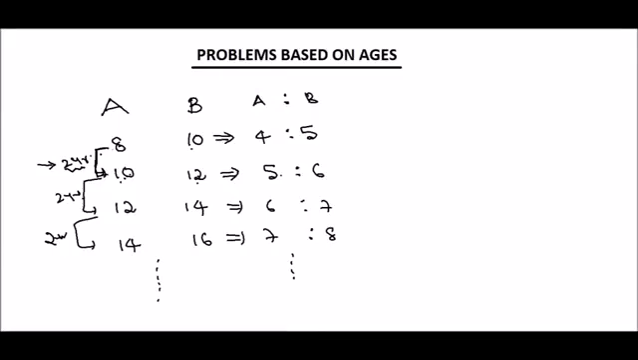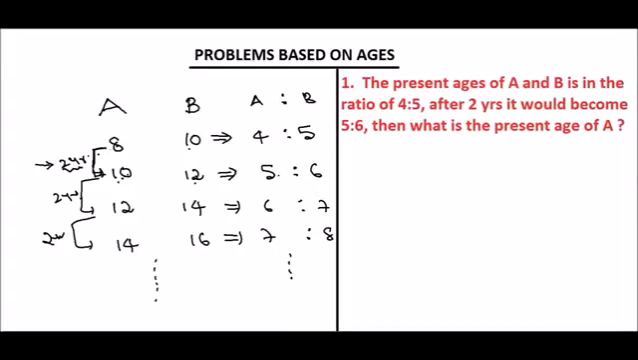This is the first point to be learnt before going for questions based on ages. Now, to make this concept understood in a crystal clear way, let us continue with one small example. The present ages of A and B are in the ratio of 4:5. After 2 years, it would become 5:6. Then what is the present age of A?